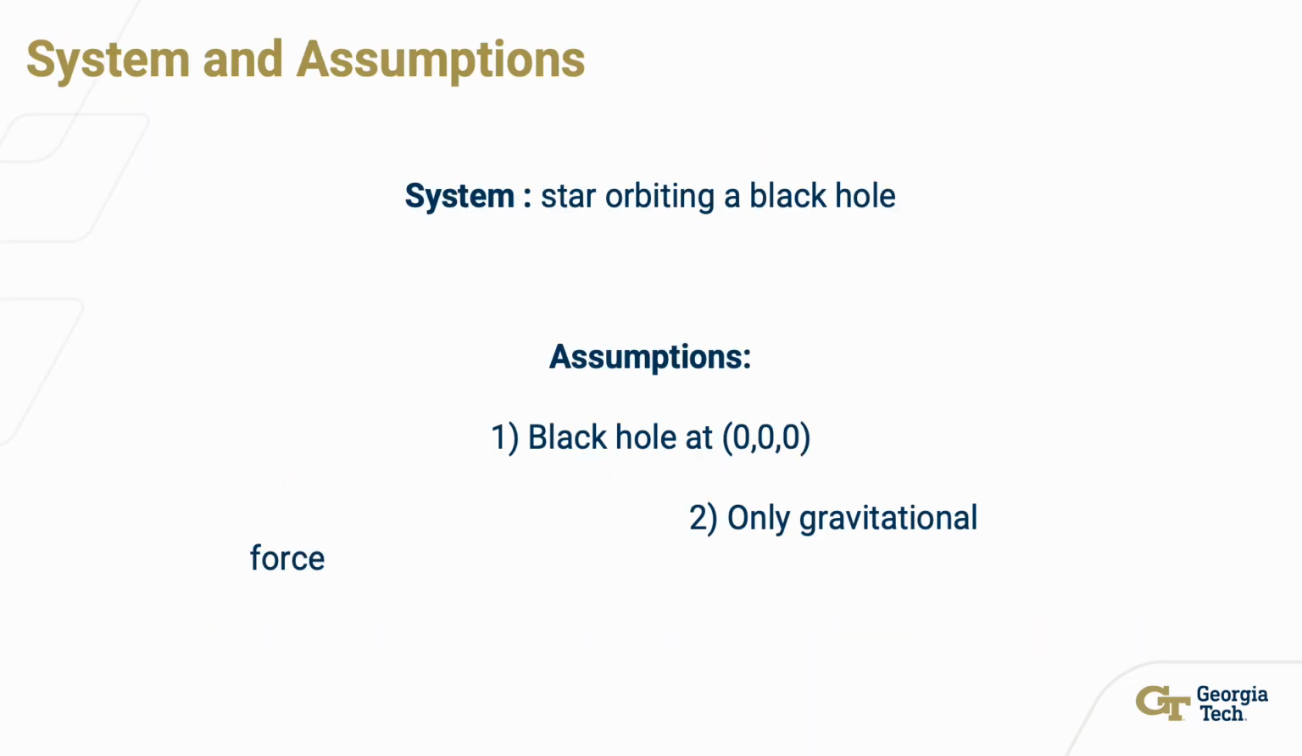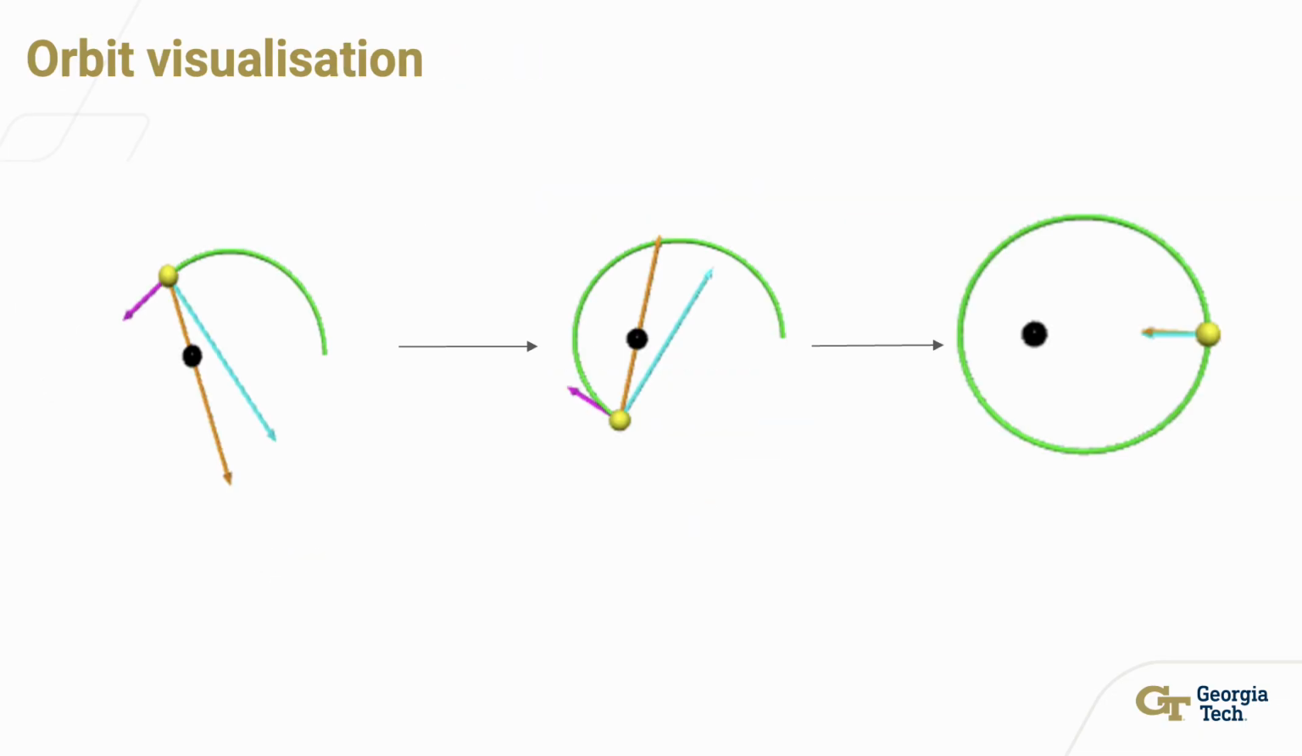For part one, we assume the system of a star orbiting a black hole, and we make two assumptions: A, the black hole is at the origin, and B, there are only gravitational forces acting on the star. Our orbit visualization looks something like this. A major challenge here was understanding the scale as well as the visualization to represent the arrows in the best way possible. And as you can see, the star orbits around the black hole in a complete orbit.